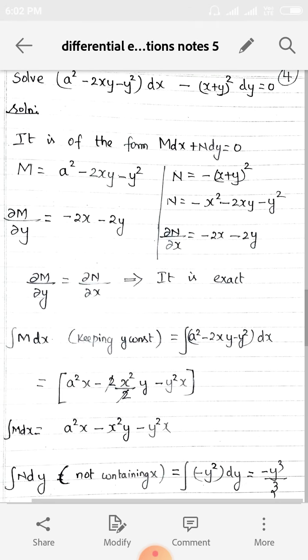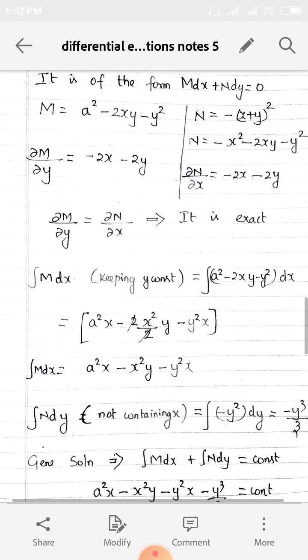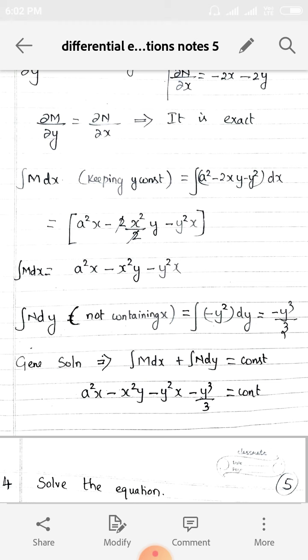is equal to 0. See, you have to write it in the form M dx plus N dy is equal to 0. So write the M terms and write the N terms. Find dou M by dou y, find dou N by dou x. And see, both the terms are equal. So equal means what is called? It is called exact. Next we have to find integral M dx.